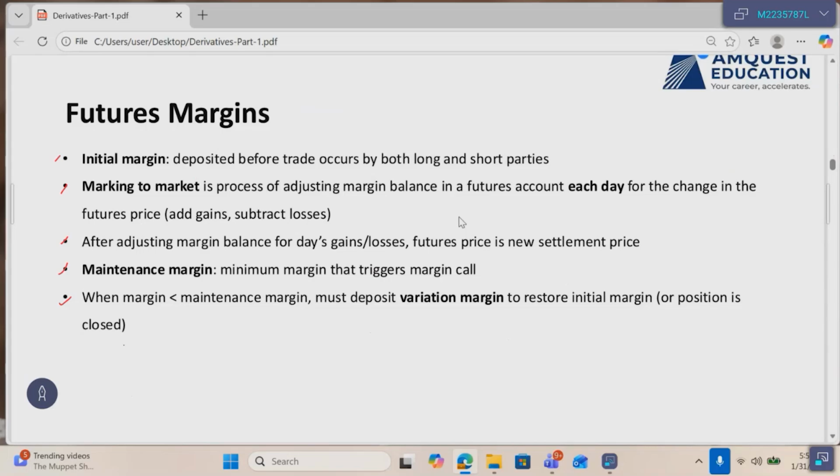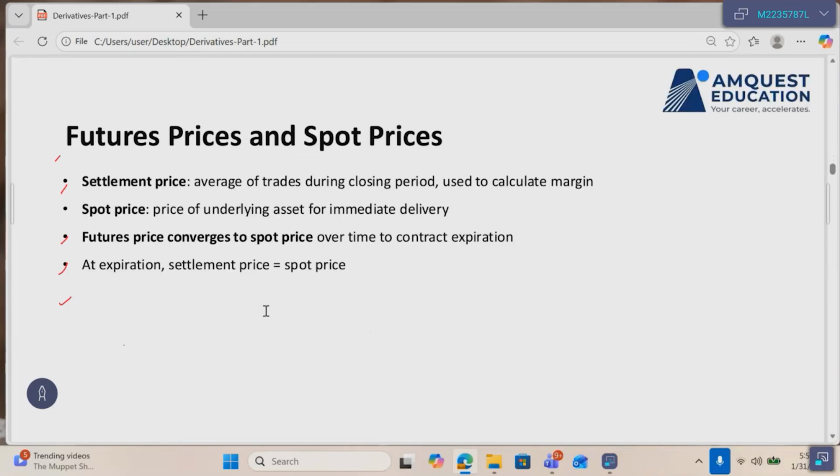Good points. Now, future prices and the spot price are exactly similar to the earlier module. The future price equals the spot price, but if it's including the interest rate, it will work out. The spot price is always a reflection of the spot market price, and where it might be in the future. Now the futures price will always converge to the spot price. It will converge, and at expiration, the settlement price equals the spot price.